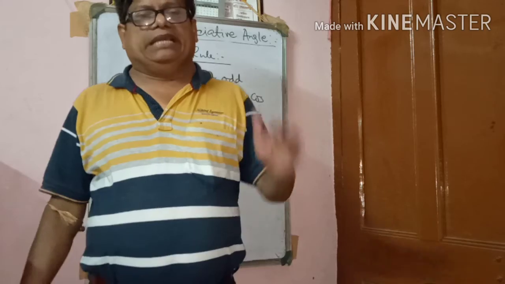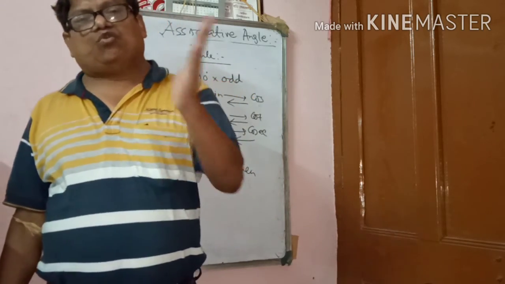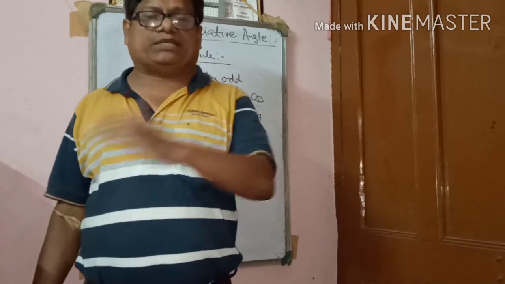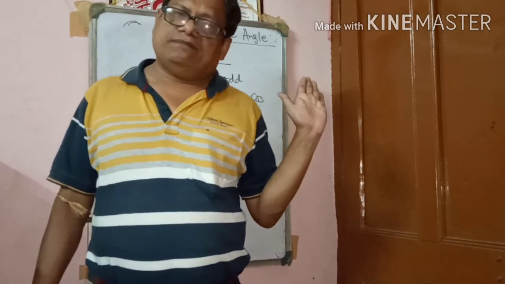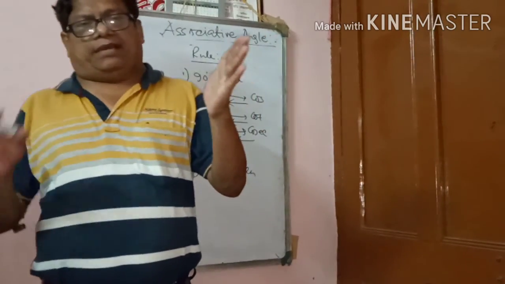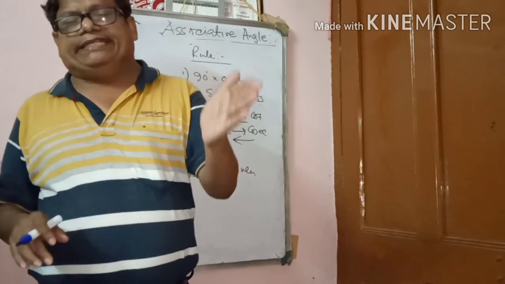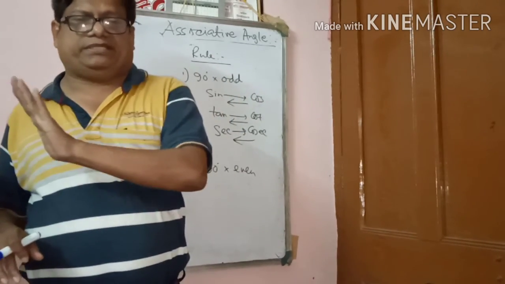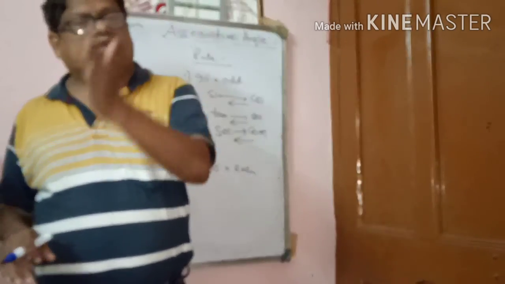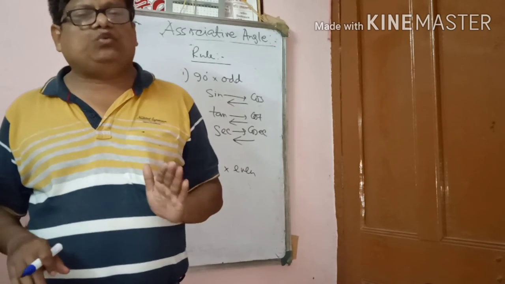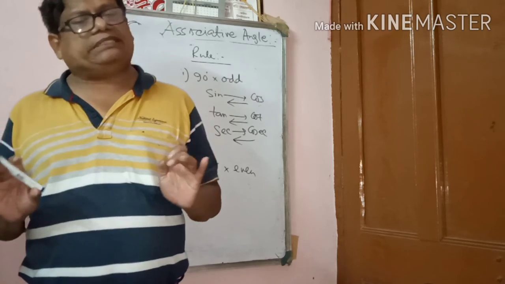Same. And according to quadrant, sign will be changed. Suppose first quadrant, second quadrant, third quadrant, like that. Okay? All of you remember? Then 90 into even number, it will be no change. 90 degree into odd number, it will change. Okay? And according to quadrant, sign will be changed.